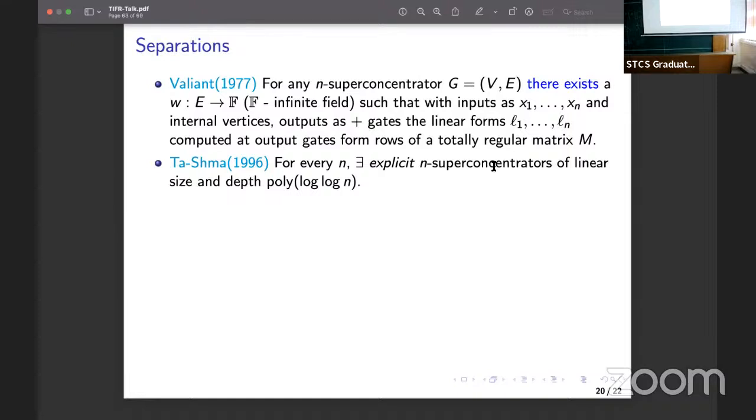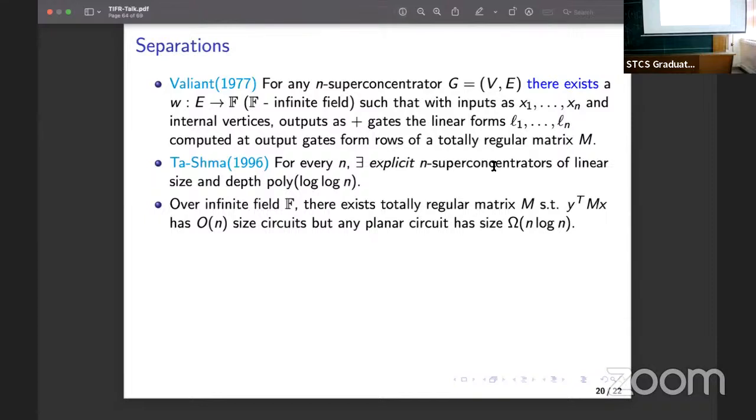So this is what Valiant does. From an n super concentrator, you can get a totally regular matrix. There exists a weight function. So this also answers this. If you look at it, this means that there is a circuit. You have assigned vertices as plus, and then the leaves are all labeled x1 to xn.